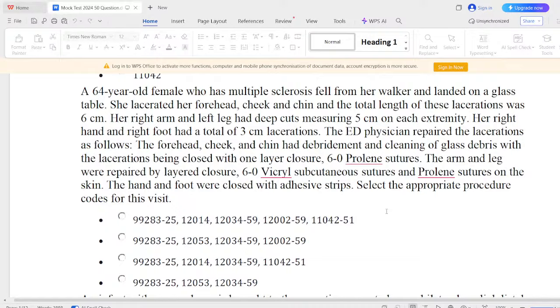Actually, in these question papers, I'm also sharing case study questions, guys. So it will be more helpful for your CPC examination.